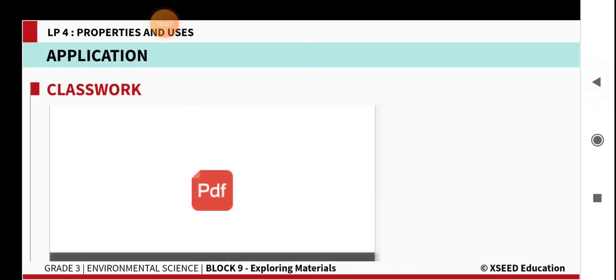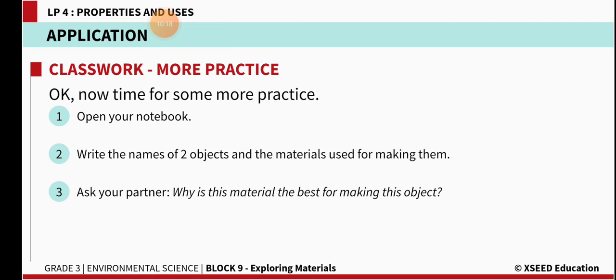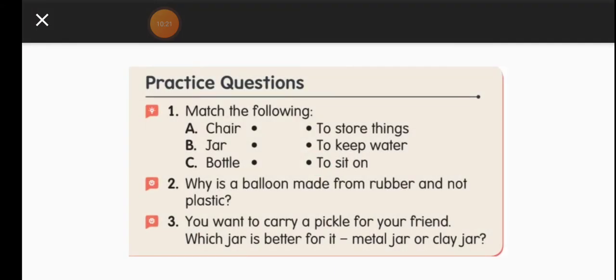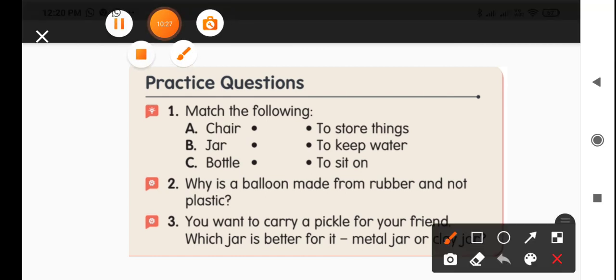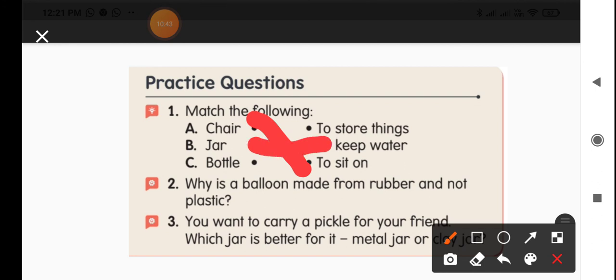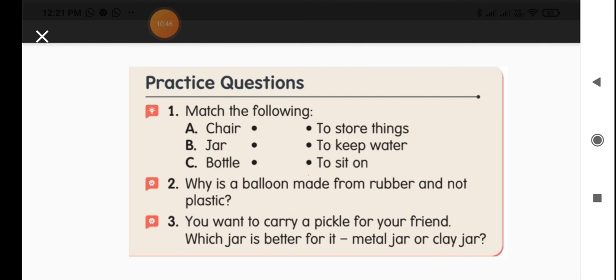Okay, children. Now you read the 8.4 lesson from the textbook, page 14. Nicely go through the complete lesson and then answer the given questions, children. In the practice area, answer the questions given after reading. For what purpose is the chair made? To sit on it. A jar to store things or to keep water, and a bottle to store things.